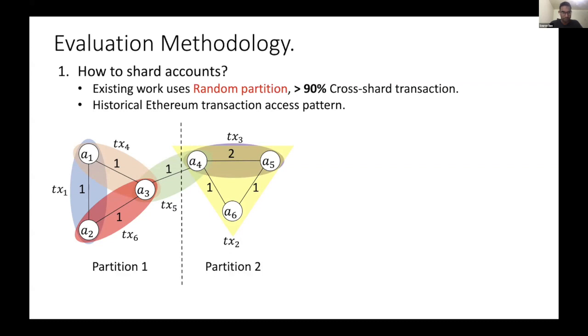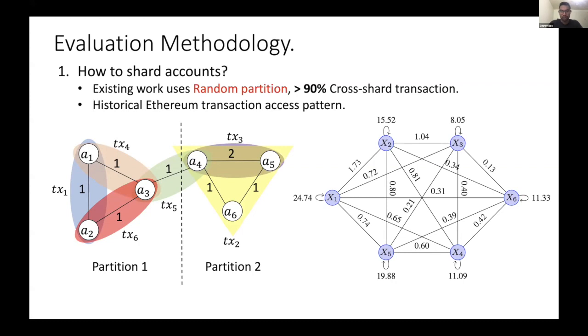This is what a partition will look like, and this is a result on a 6-shard system using 10,000 Ethereum blocks. Here self edges are intra-shard transactions, and an edge between a pair of vertices is the fraction of cross-shard transactions. In this example, we see only approximately 10% cross-shard transactions, as opposed to approximately 90% cross-shard transactions in random partitioning. So we use this evaluation framework to evaluate our system.